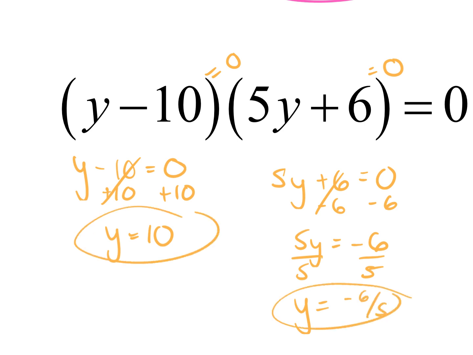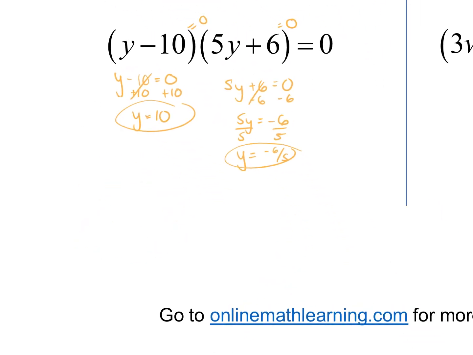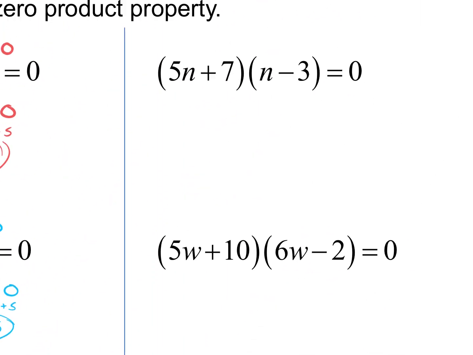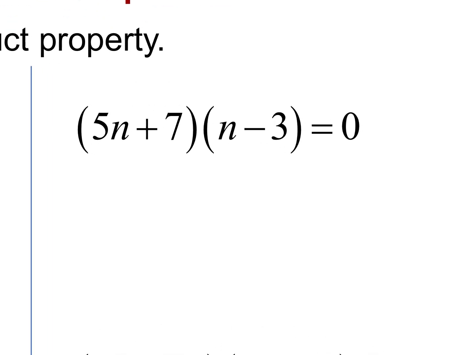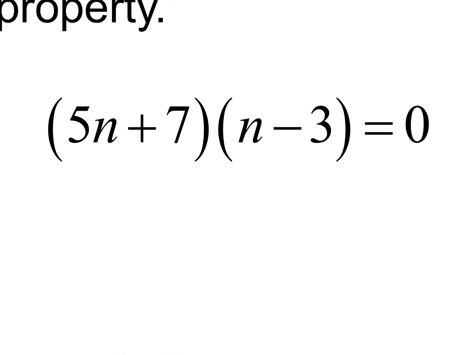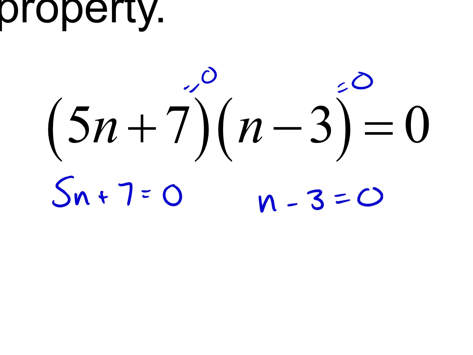And 10. All right, that was the last one on that page. Let's go to the next slide. What would we do first to solve? Set them both equal to 0. 5n plus 7 equals 0, and n minus 3 equals 0.